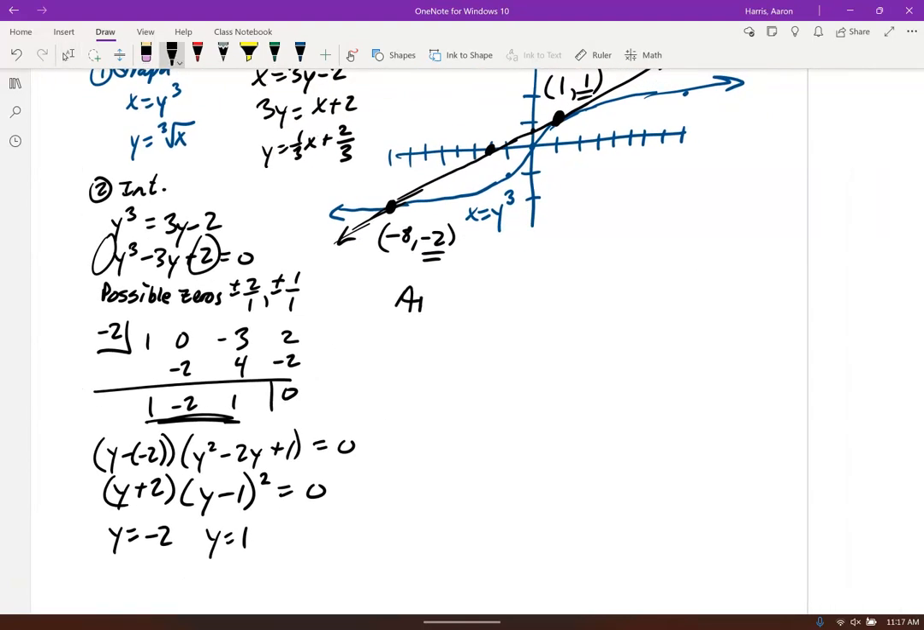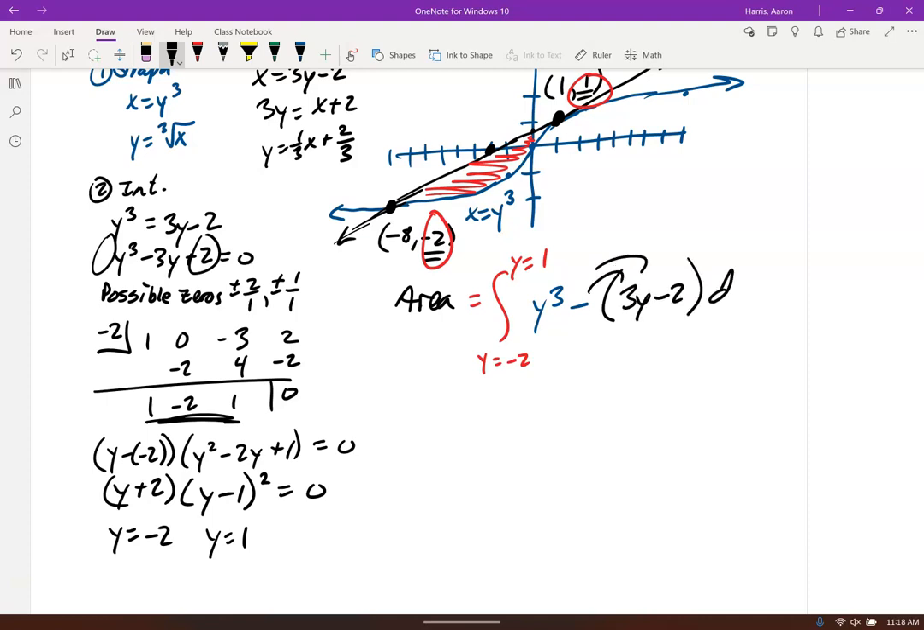So where would the area be, the area bounded? Again, right minus left is a nice way to go on this. We've got these horizontal rectangles. We're going from a y value of negative 2 up to a y value of 1. And the right hand is the y cubed minus the left hand, which is that line 3y minus 2. And this is with respect to y. So we've got y cubed minus 3y minus 2 with respect to y, negative 2 to 1.